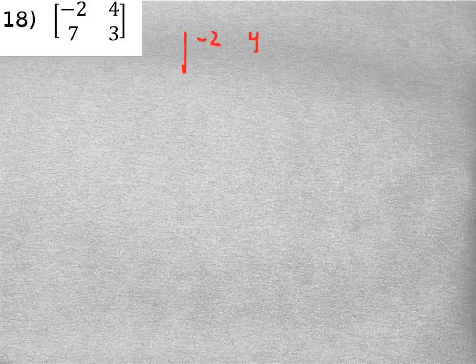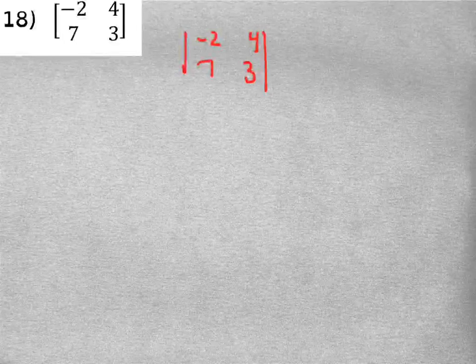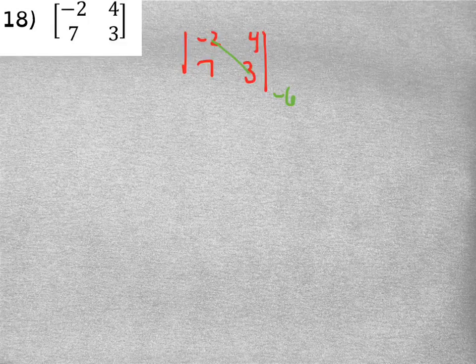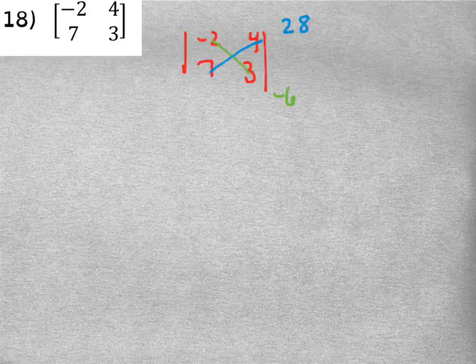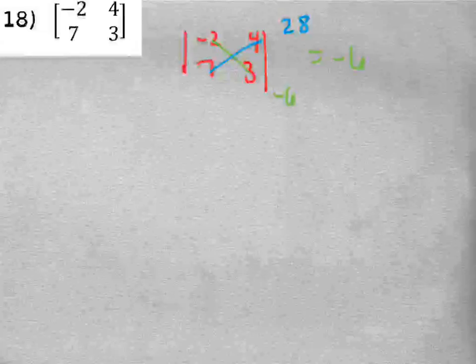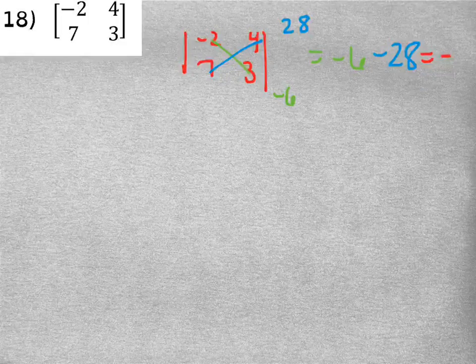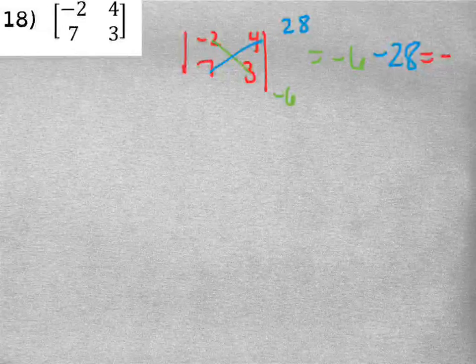So again, you first find the determinant of negative 2, 4, 7, 3. So your downs, which is negative 6, minus your ups, which is 28. So negative 6 minus 28 gives you your determinant, which is going to be a negative 34.